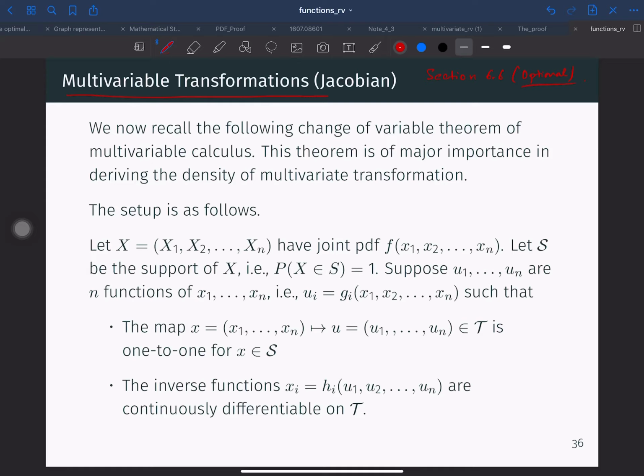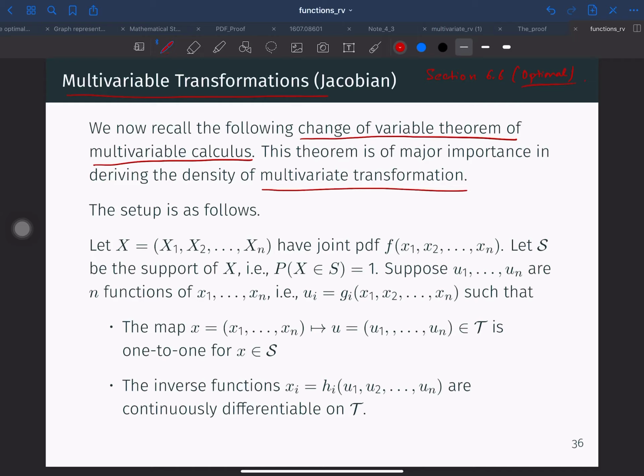The multivariable transformation for Jacobian is in a sense based on a change of variable theorem that we have already seen in the bivariate case. It's a change of variable theorem of multivariable calculus, and it is very useful for, once again, deriving the density of multivariate transformation of continuous random variables. The setup is a little bit more complicated than what we usually see, so let's go through it step by step.